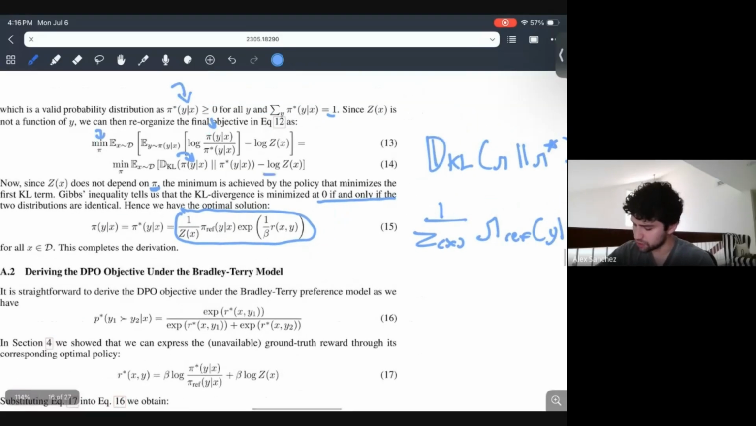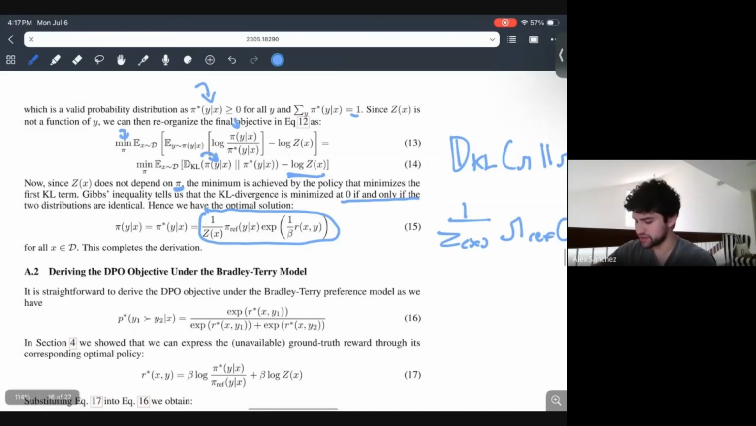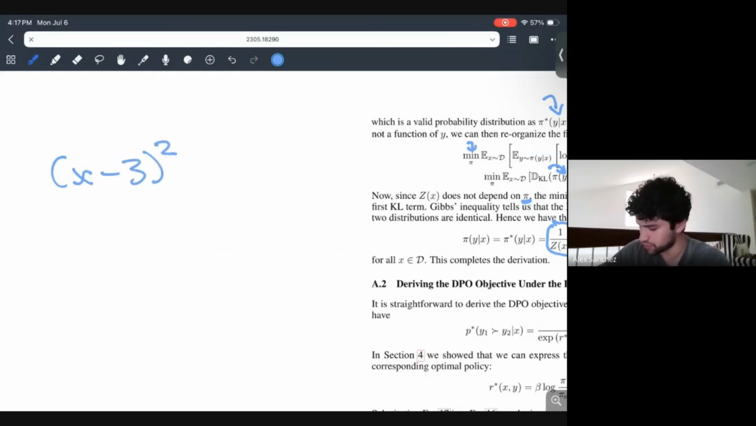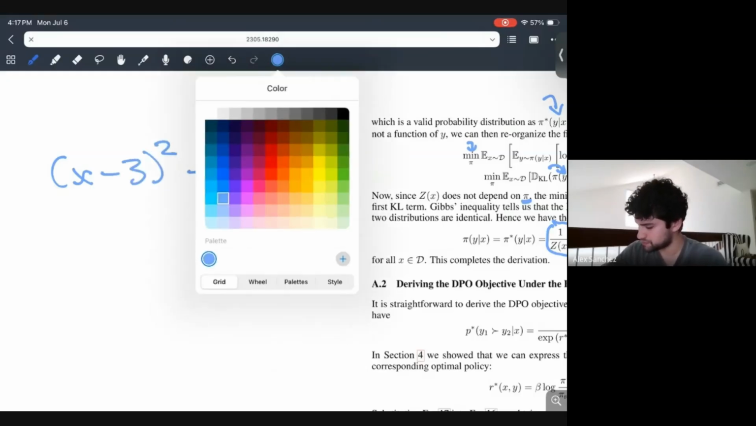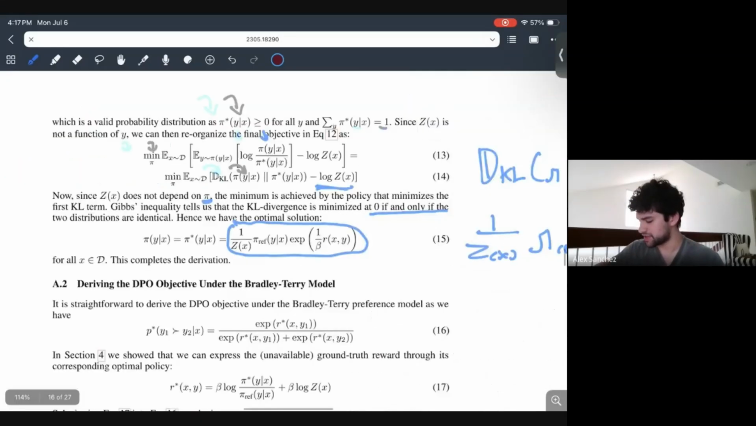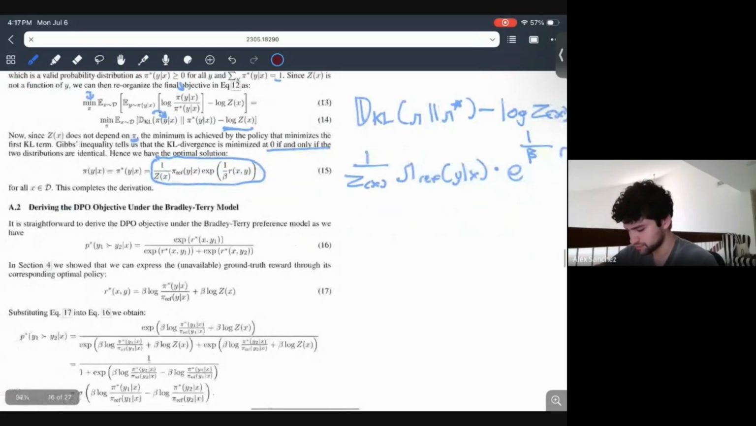So basically, this logarithm is ignored in this instance for our optimal solution. For example, if we're finding the location of the local minimum of a graph, we don't care about this plus 5, right? We just want to know where the x is that gives us that minimum. In this case, that is 3. Same kind of principle here.